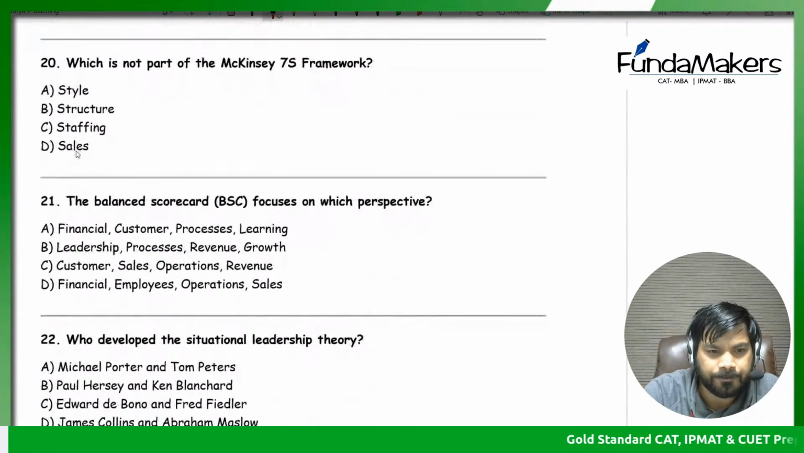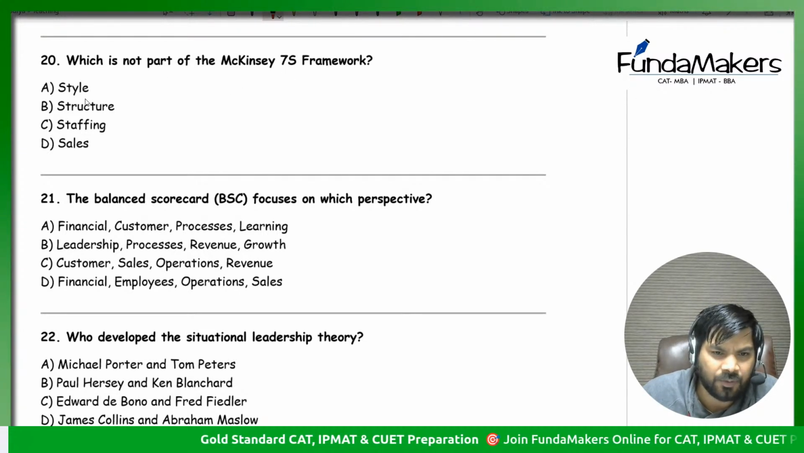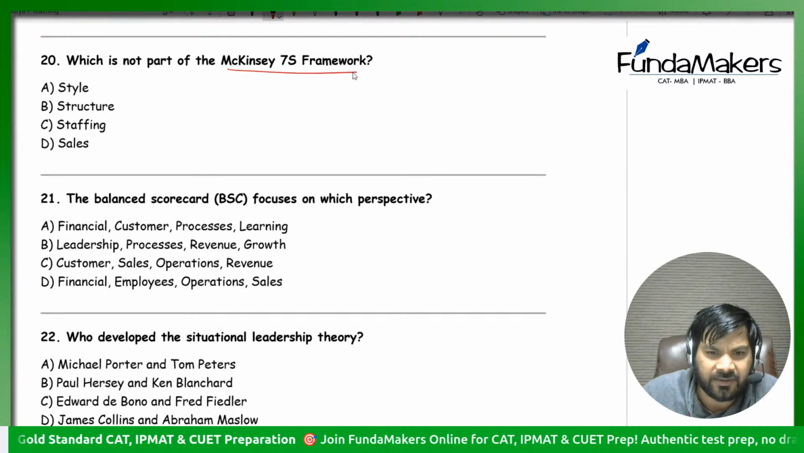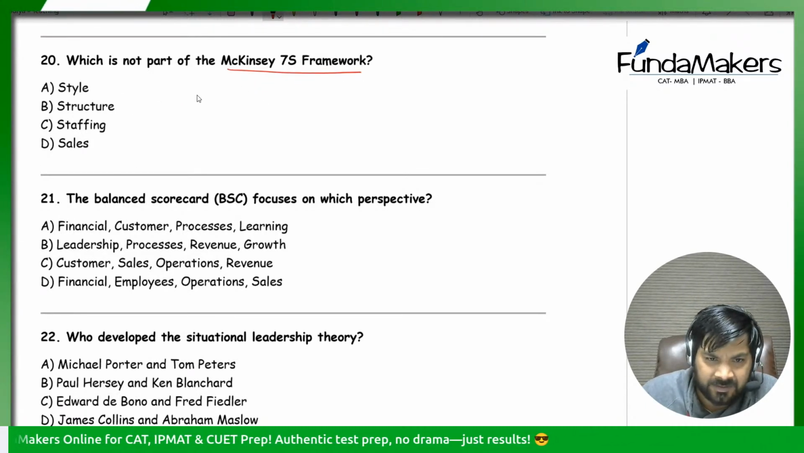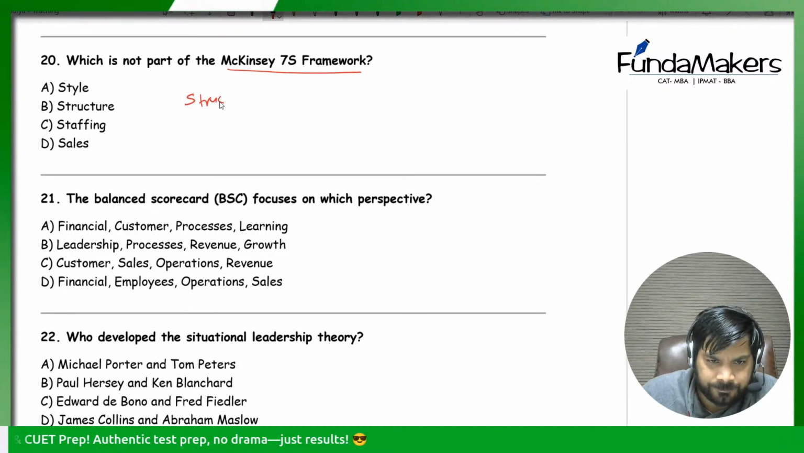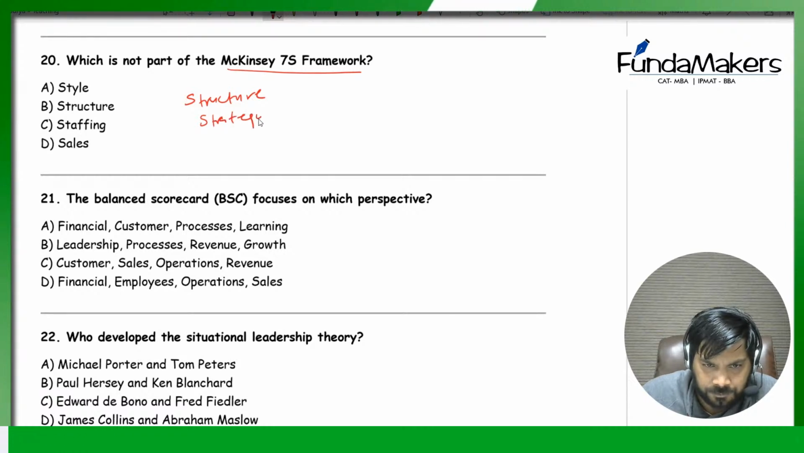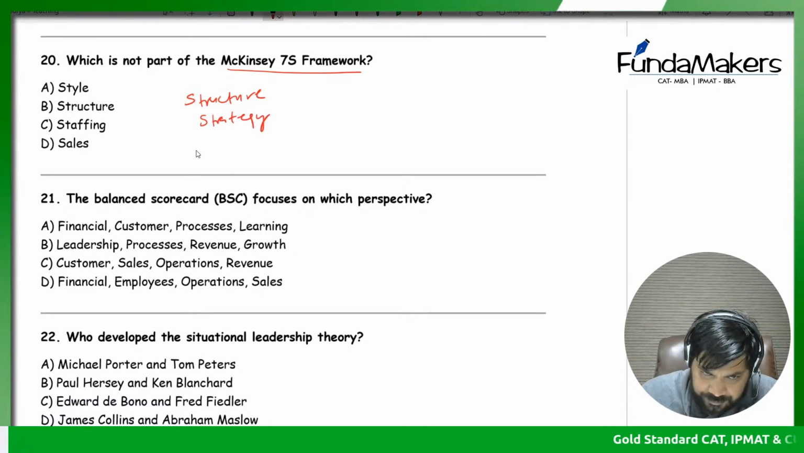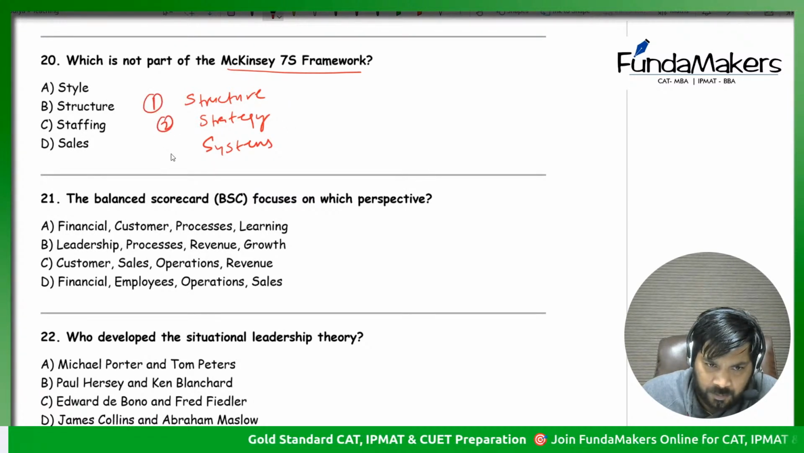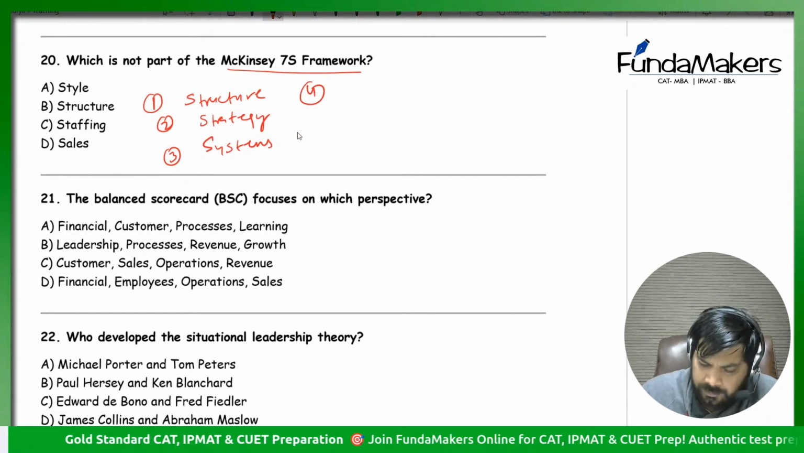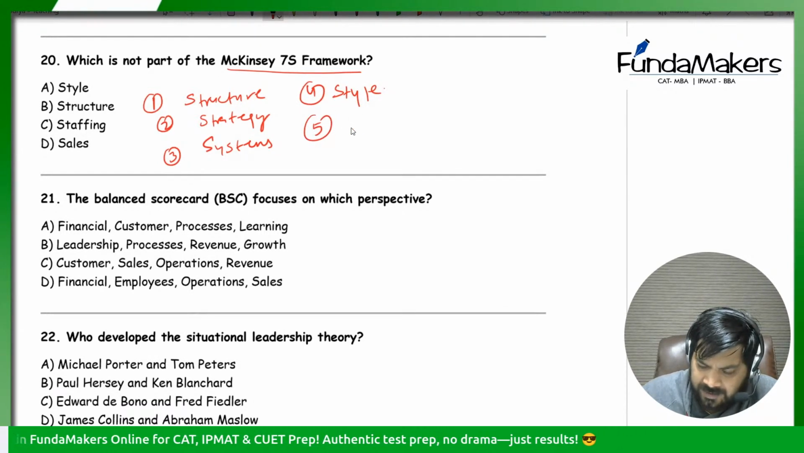Okay, which is not a part of McKinsey's 7S framework? Before we get to the answer, we need to understand what McKinsey's 7S framework is. The 7S stands for: the first one is structure, the second is strategy, the third is systems, the fourth is style, and the fifth is staff.